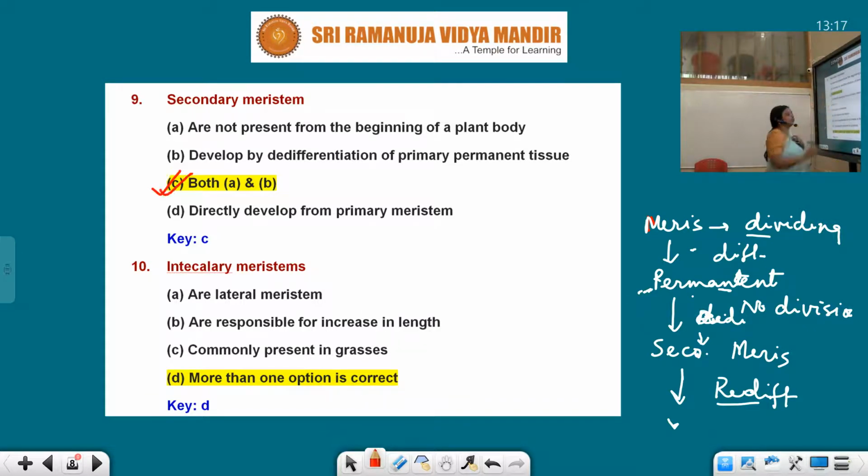Earlier also I explained this thing very well. Intercalary meristem. What are these? Lateral meristem? No, these are not lateral meristem. Lateral meristems arise at the time of secondary growth. Are responsible for increase in length. Yes, this is correct, because it is present from the beginning stage, and it is helpful in increasing the length. Commonly present in grasses. So option D is correct.